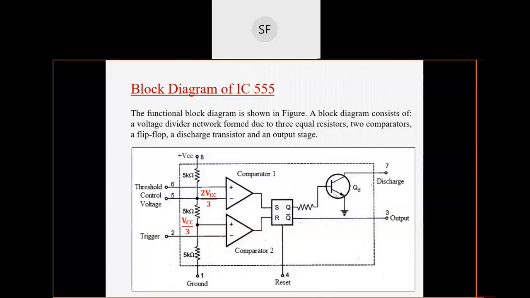It is also an NPN transistor. We will see how it is working. The collector terminal is connected to pin number 7.